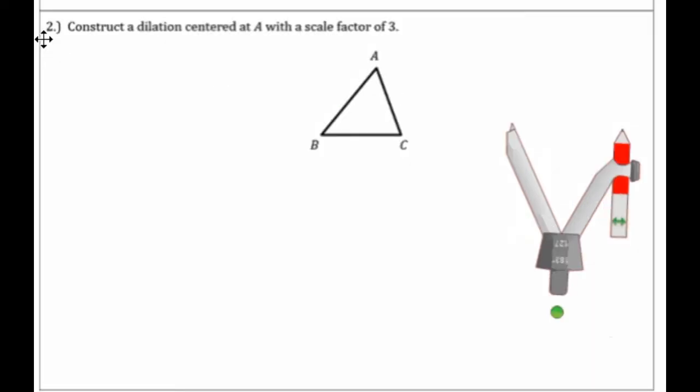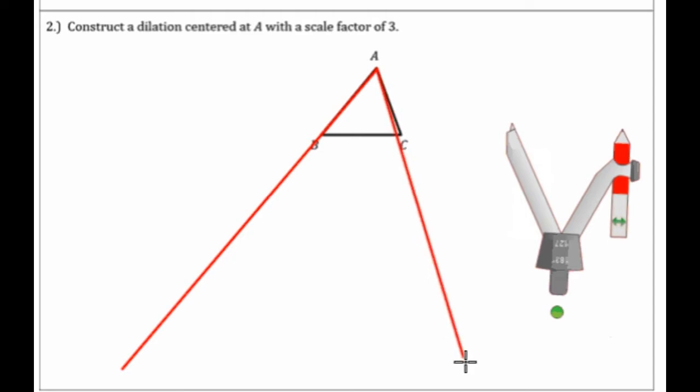Next, we're going to construct a dilation with center A. Notice A is already on the triangle, with a scale factor of 3. Okay, so the first step is to extend your lines, and you want to do this from the center of dilation, which is A. So now it's a scale factor of 3, so you're going to have to go kind of further out than maybe normal. A lot of times we do a scale factor of 2. Okay, so extend those two lines from center of dilation A.